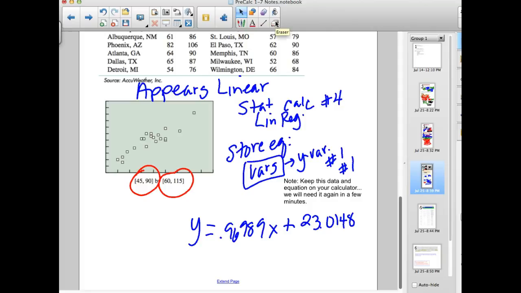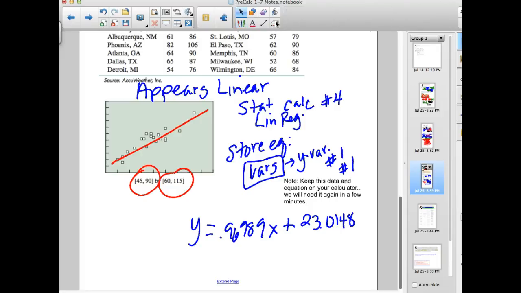When you hit graph, it should draw that line through your points. You should see a line coming up through there. Now, not all your points are fitting it. That's okay. It's considered a line of best fit. They took all the data and said, what's the best line I can fit to this data?